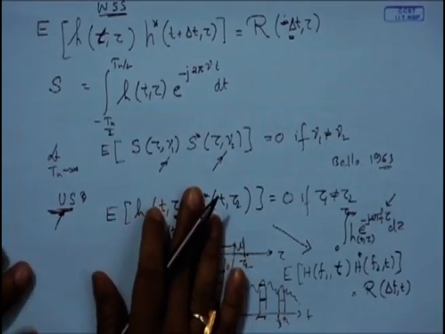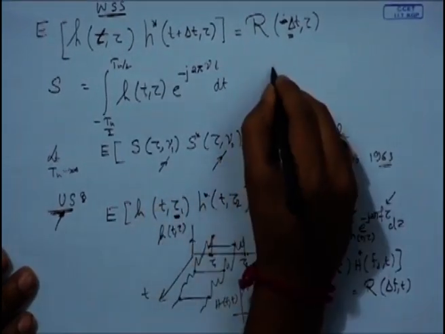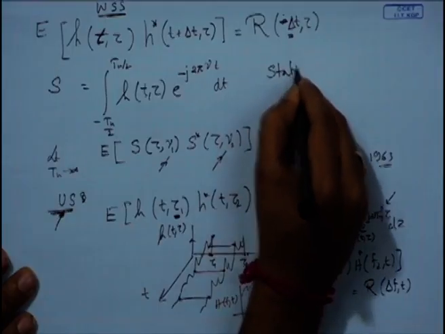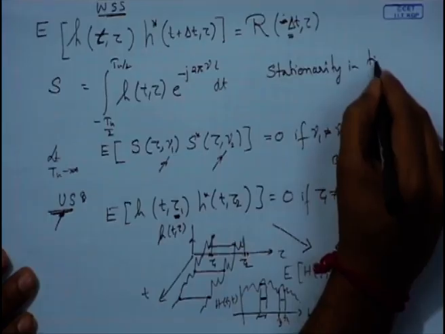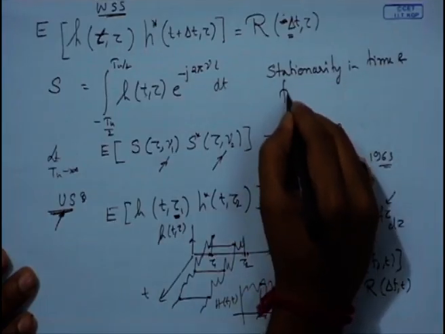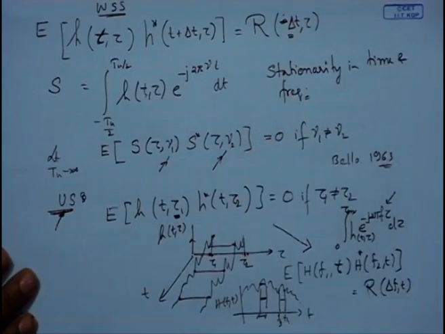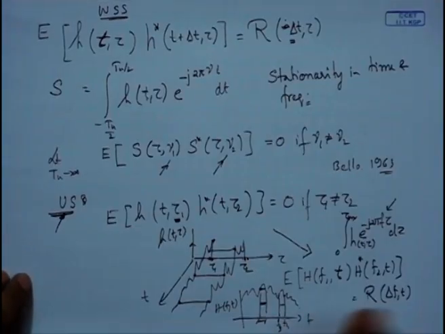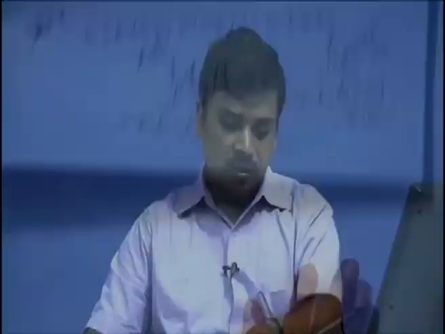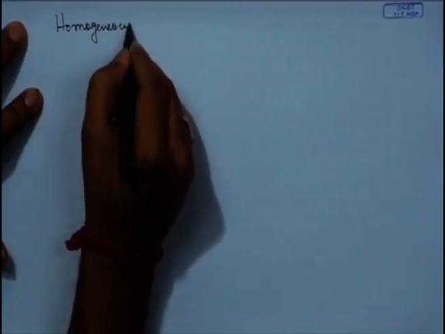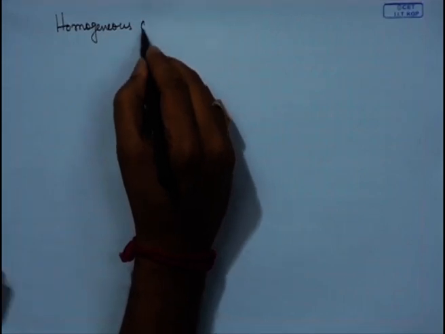So, basically what we have talked about here is second order stationarity in the time and frequency domain. That is what is described by wide sense stationarity uncorrelated scattering. Similarly, there is also second order stationarity in the space domain, and that gives rise to the homogeneous channel, the homogeneous channels.